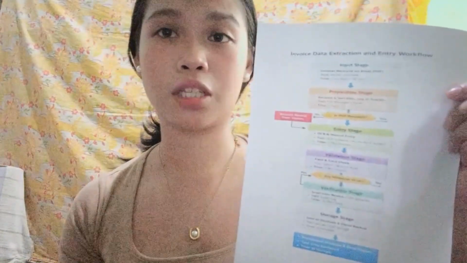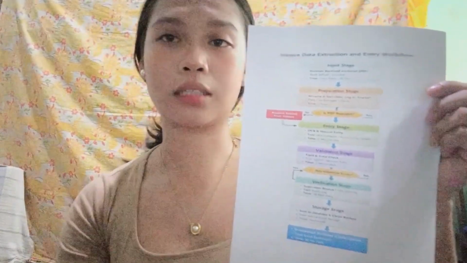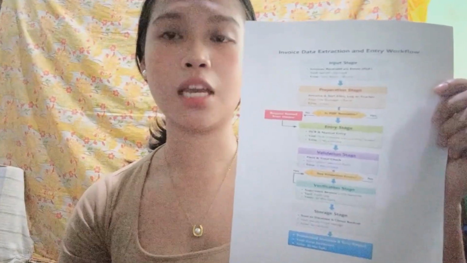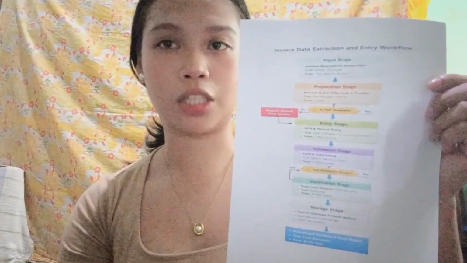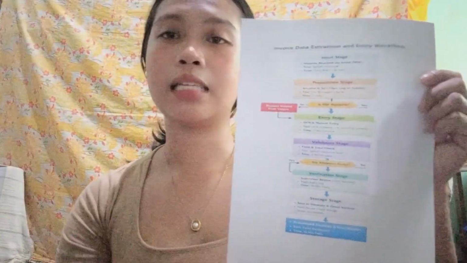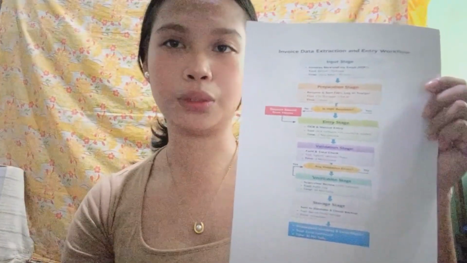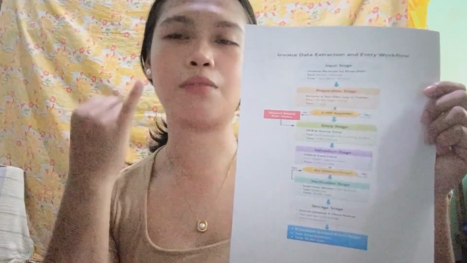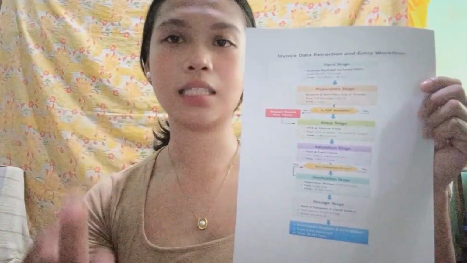This time I will be explaining the entry stage and the validation stage. So what happens in the entry stage? Data is extracted using OCR, or optical character recognition, and manually entered into the accounting system. Data extracted includes vendor name, invoice number, date, line items, and total amount.